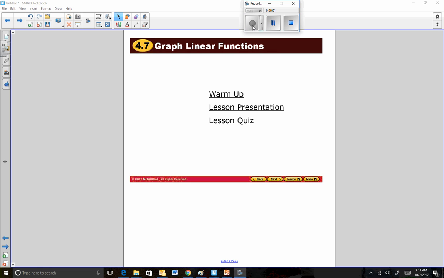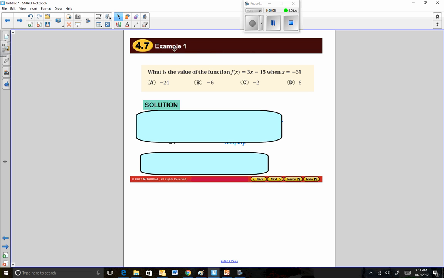We're going to continue our work with graphing linear equations. So let's take a look. Example 1. What is the value of the function f of x equals 3x minus 15?